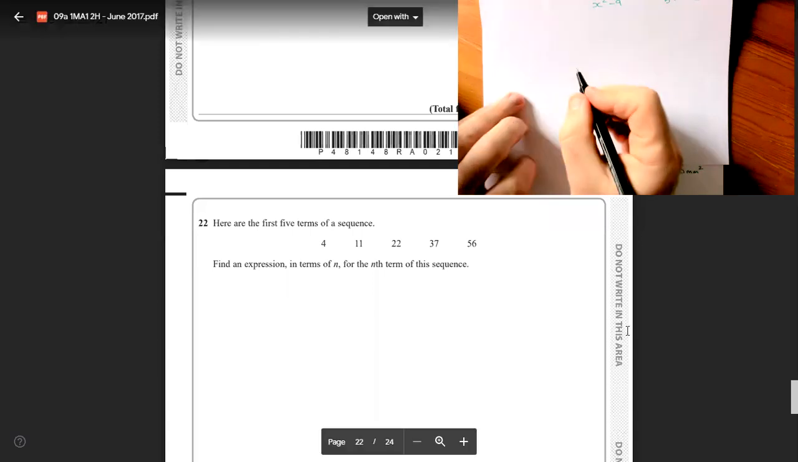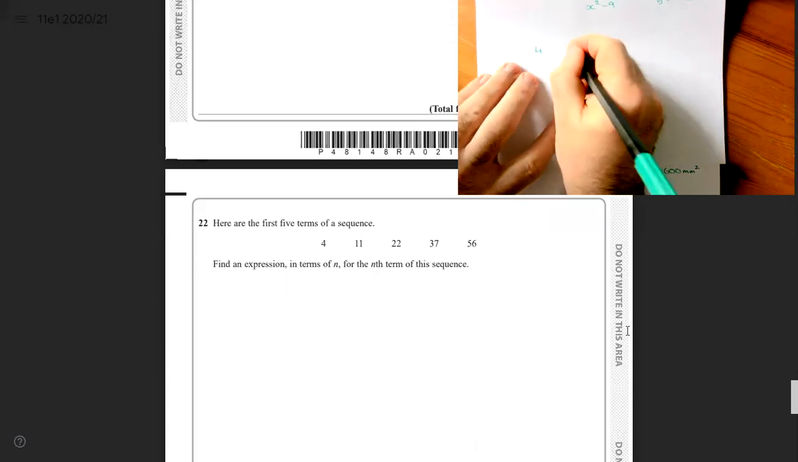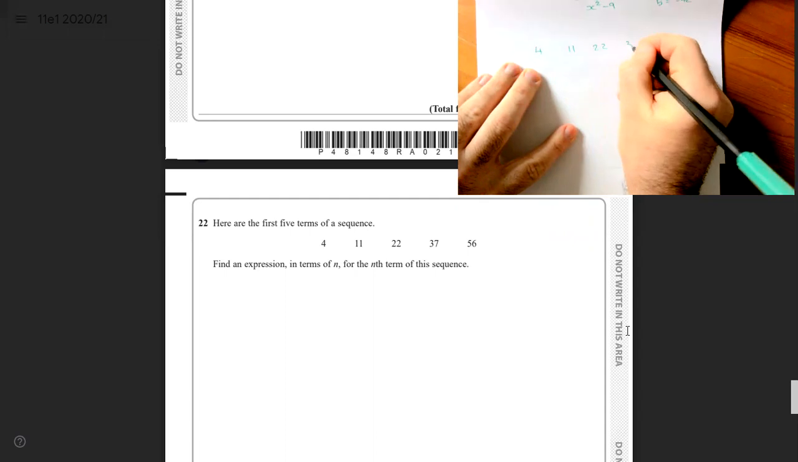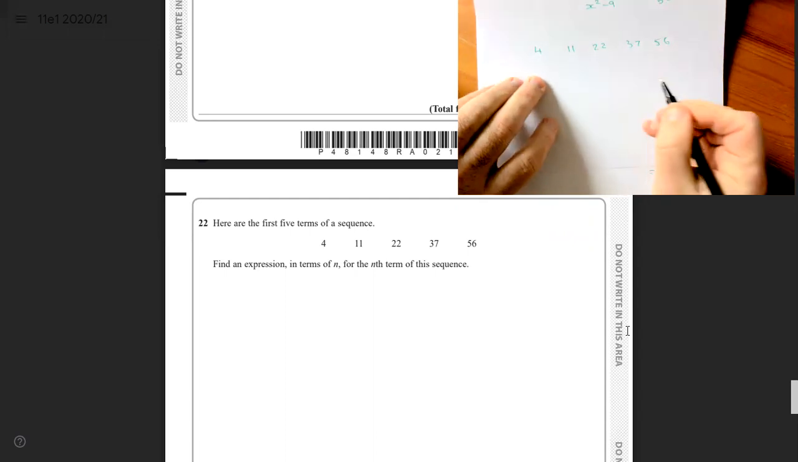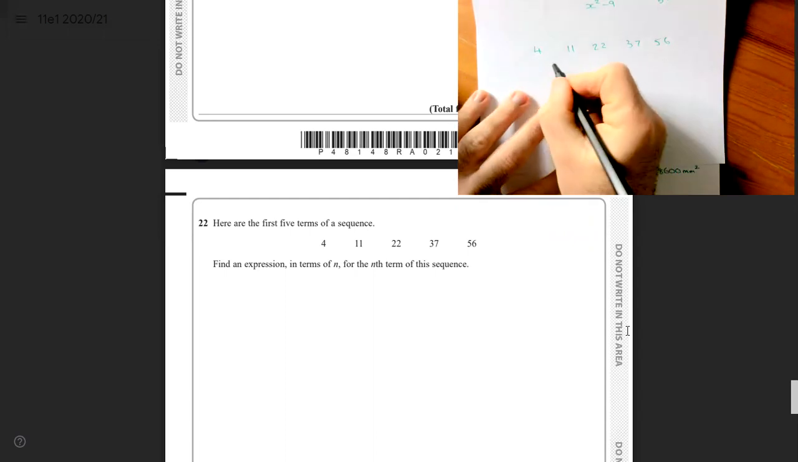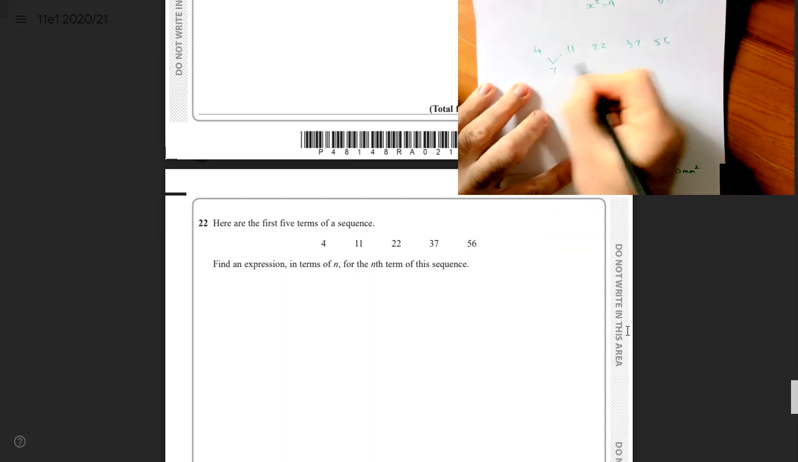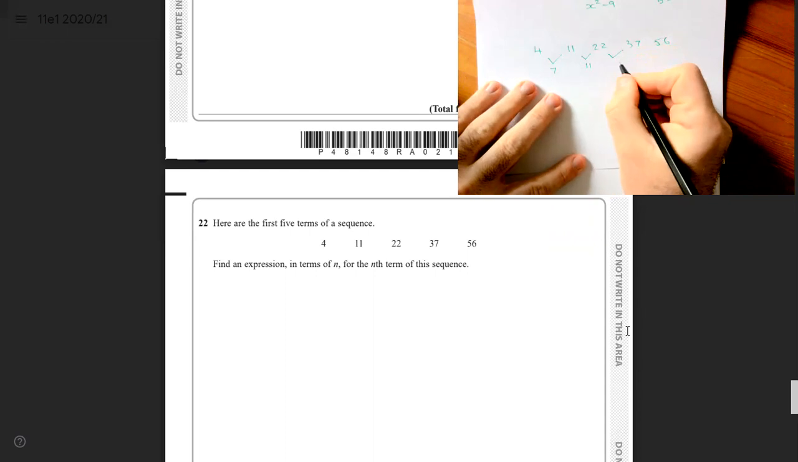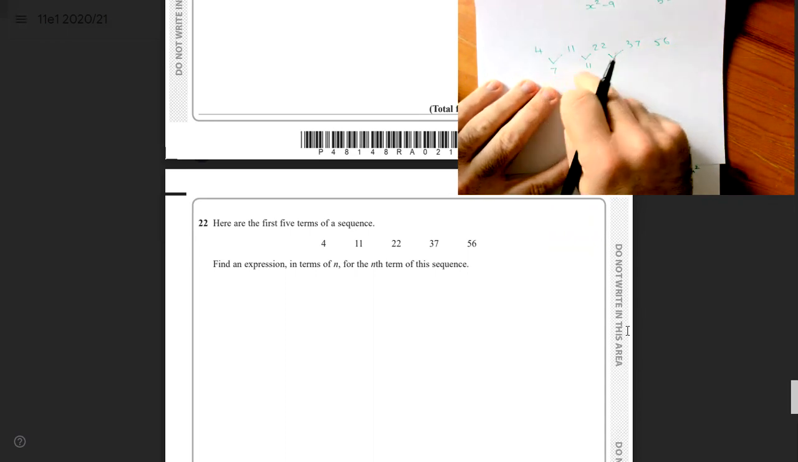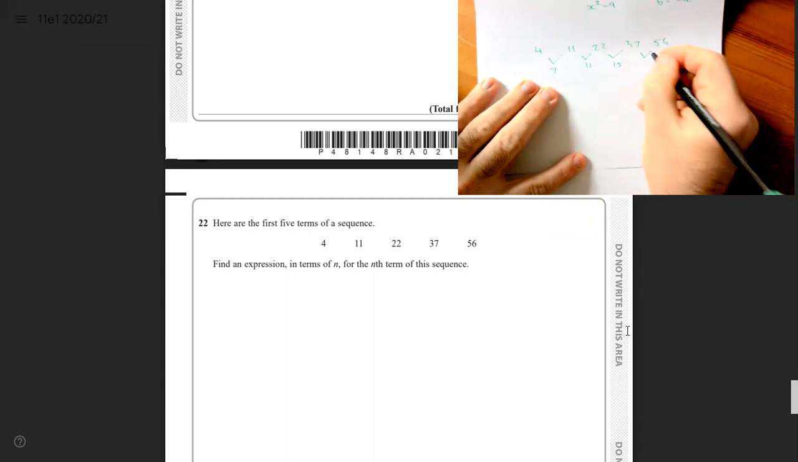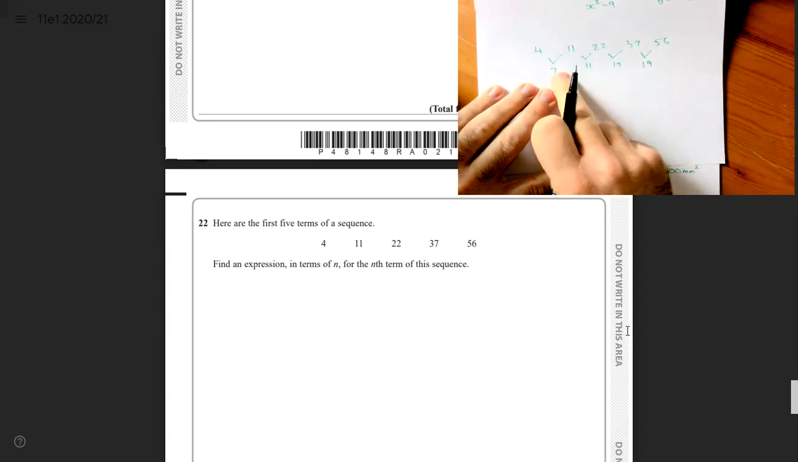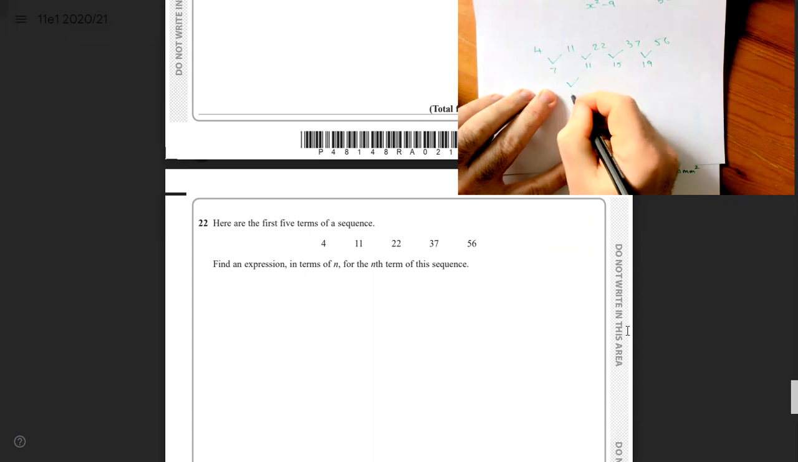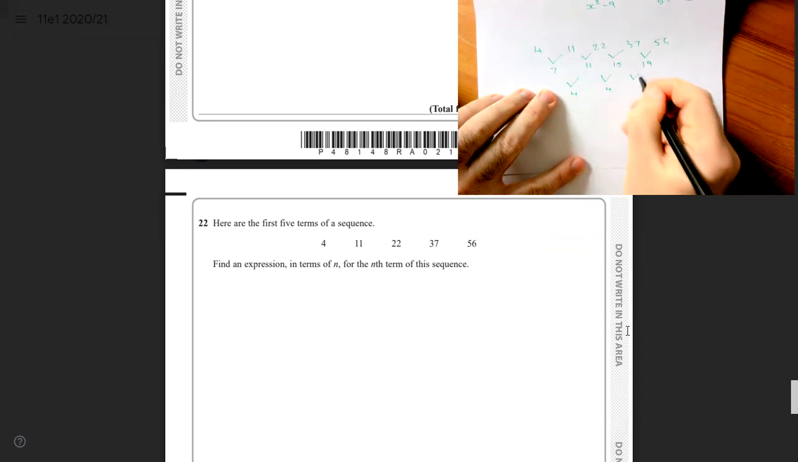So, first 5 terms of a sequence: 4, 11, 22, 37, 56. What I automatically think of when I see a sequence is look at the gaps. So that's 7, 11, 15, 19. Okay, so the gaps aren't consistent. So then the gap here is 4, 4, 4.